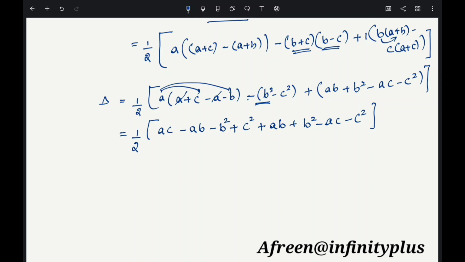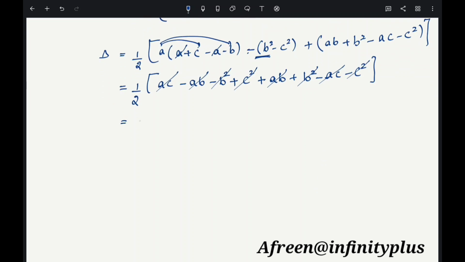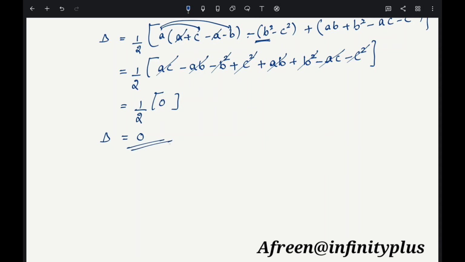Now you can observe one thing, that each element is having the negative sign of itself. So plus AC will get cancelled with the minus AC, minus AB will get cancelled with the plus AB, minus B square will get cancelled with the plus B square, and C square will get cancelled with the minus C square, and you will be getting half into 0. Half into 0, anything into 0 is 0. So what are we getting? Area of a triangle is 0. So if the area of a triangle is 0, therefore we can write that A, B and C are collinear, meaning they are lying on the same line.